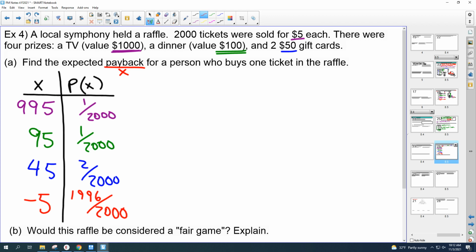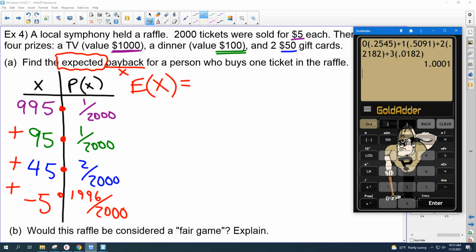All right, so what do we want to do? Well, we want to find the expected payback, right? So expected value is this thing right there. Okay, so I'm going to be kind of lazy and not write it down. What I want to do is take your x times your probability plus the next x times that probability plus the next x times that probability plus the next x times that probability. That's what we're doing. So just get out your calculator and type that in.